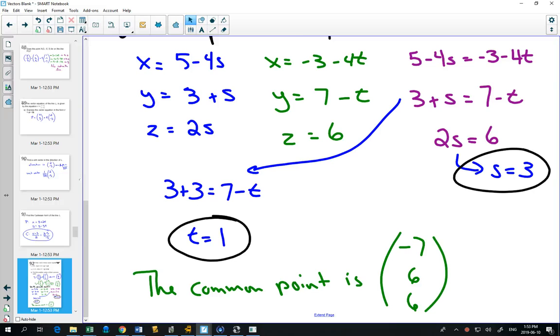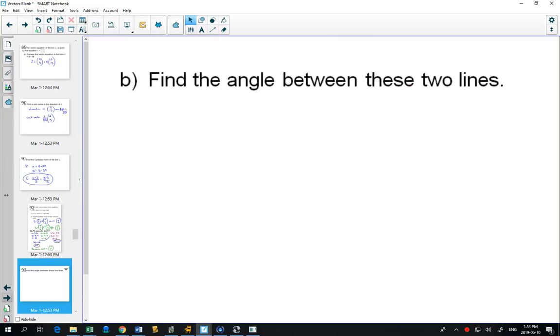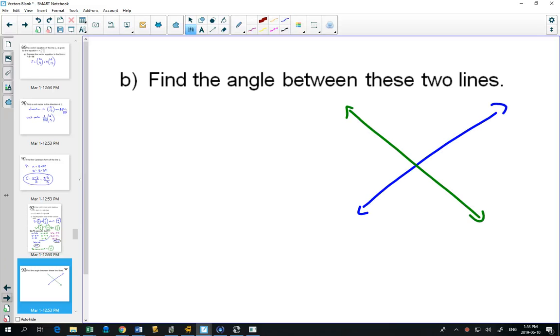So now we have two lines in 3 dimensions. Imagine one this way, one this way. And we know that they intersect at the point negative 7, 6, 6. So if I draw a picture of what we know so far for this next question, I got one line here, another line here, and that point is negative 7, 6, 6. The next question is, what's the angle between them?